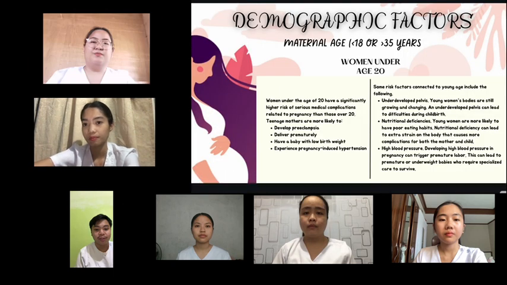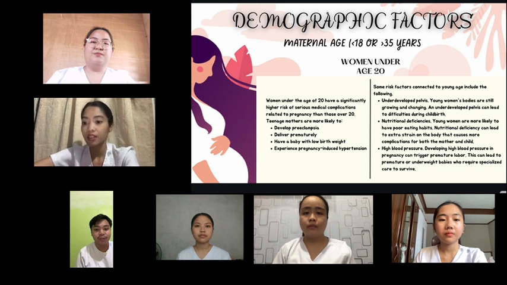Demographic factors. Maternal age. Women under the age of 20 have a higher risk of serious medical complications related to pregnancy than those who are over 20. Teenage mothers are more likely to develop preeclampsia, deliver prematurely, have a baby with low birth weight, and can experience pregnancy-induced hypertension. Some risk factors connected to young age include the following.